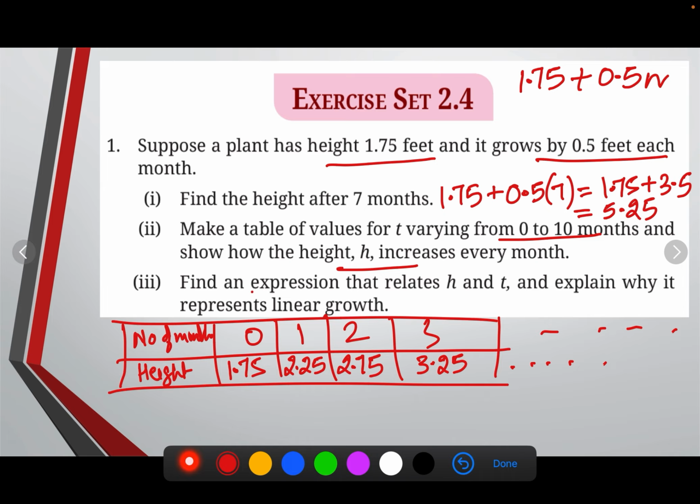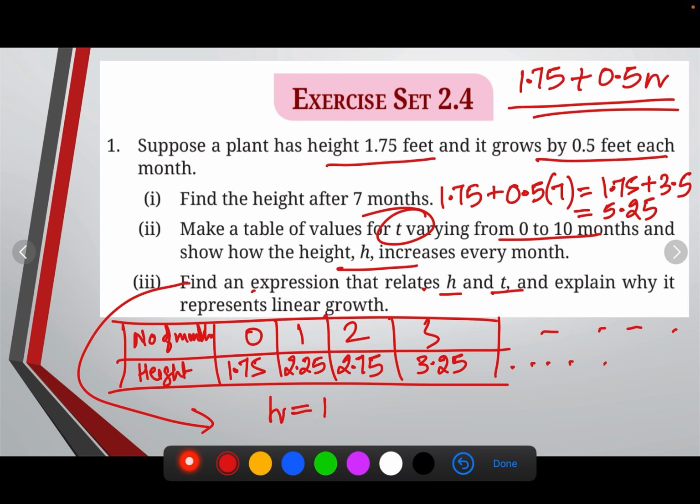Now find the expression that relates t and h. t was my month. So this is a linear growth. The expression I have already written, so I'll just use the variables which it is saying. My h is equal to 1.75 plus 0.5t. h height, t number of months.